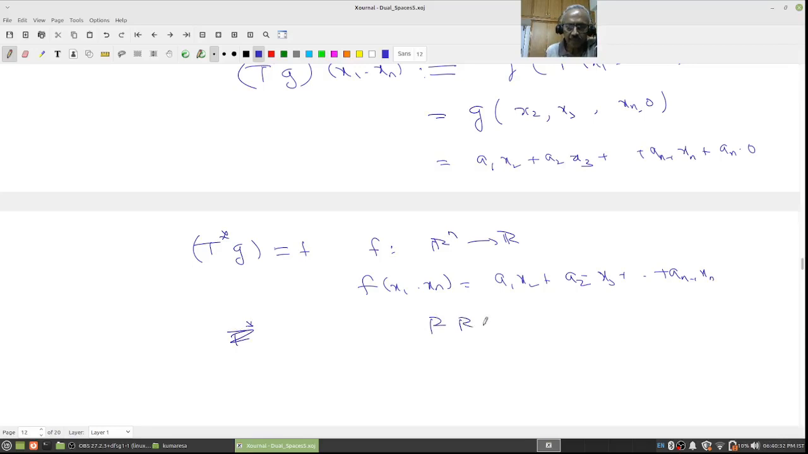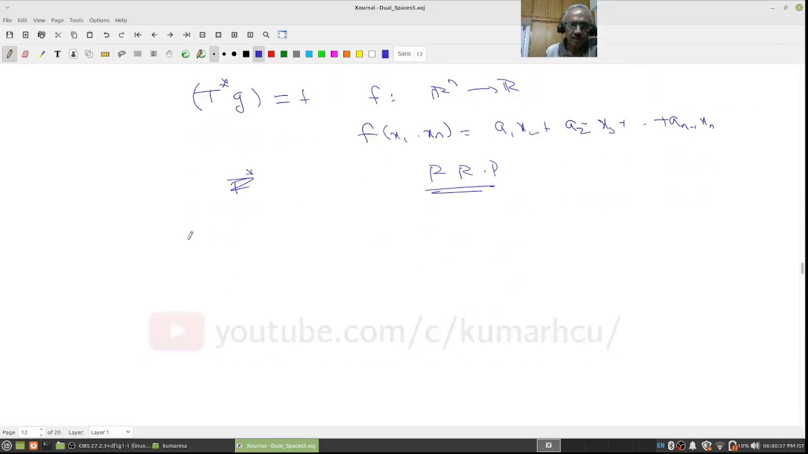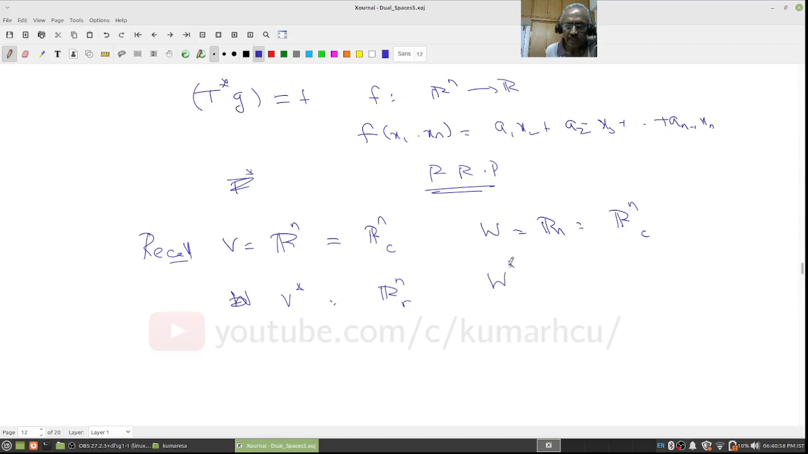Okay, pause, we will proceed. But let's recall something interesting. Suppose I consider Rn as Rn column. Okay, this is my V. Okay, W is also Rn. I will consider as Rn column vectors. And what is V star? Then V star we know is Rn with row vectors, and W star is Rn with row vectors. Right? We have identified these things.